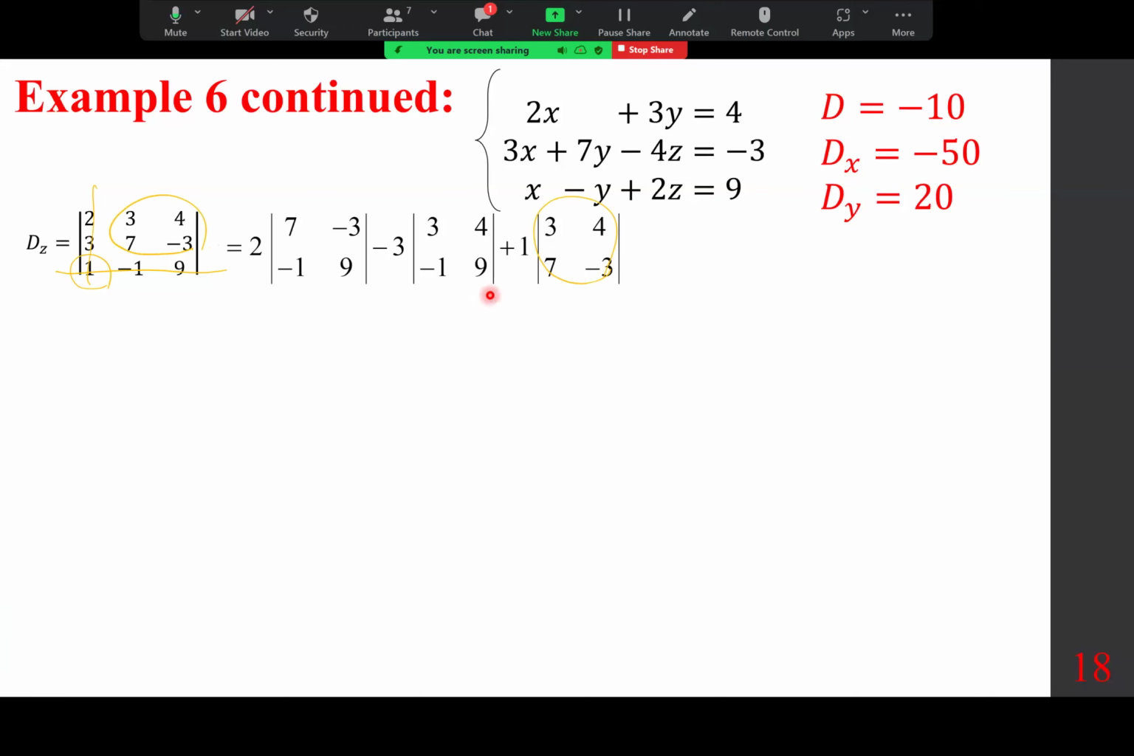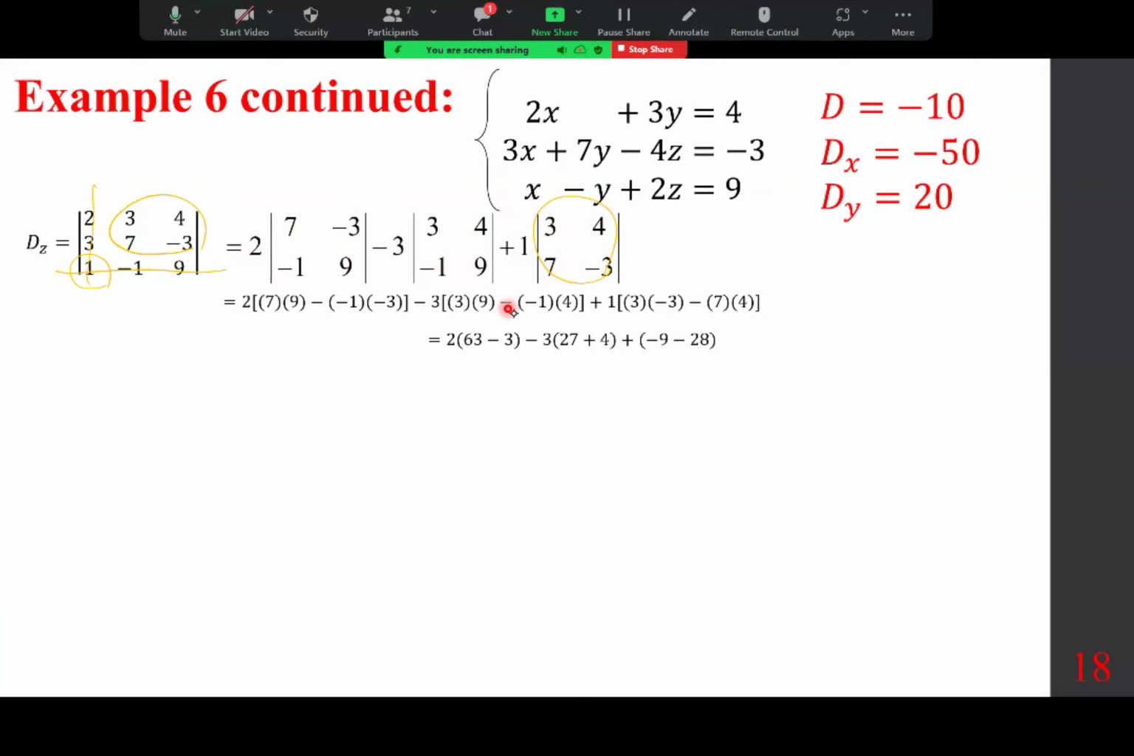Again, I'm going to assume you have an easy time calculating this 2 by 2 determinant by just thinking about the cross product. 7 times 9 minus negative 1 times negative 3, 3 times 9 minus negative 1 times 4, 3 times negative 3 minus 7 times 4. And again, remember, the signs alternate here, positive, negative, positive. So you put them together and you end up with negative 10.